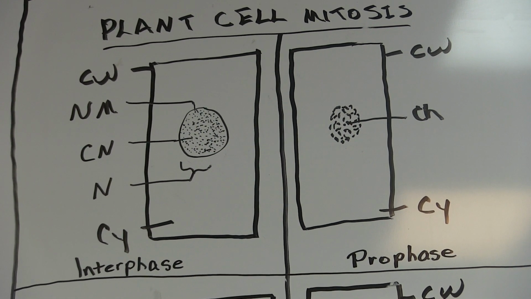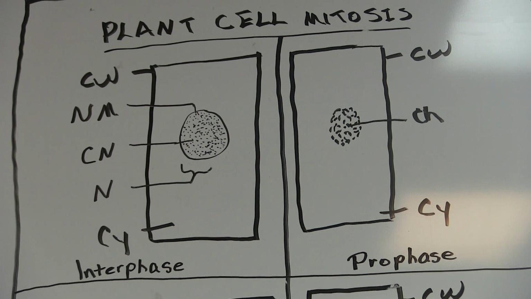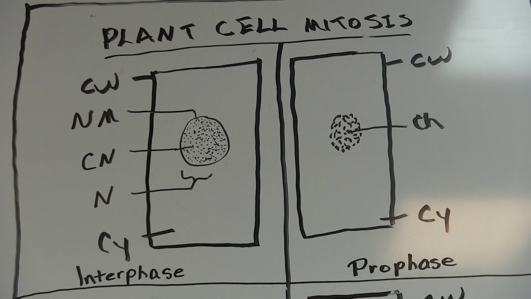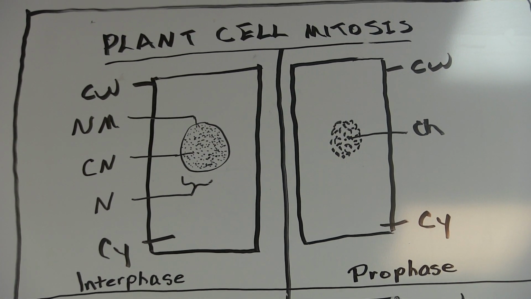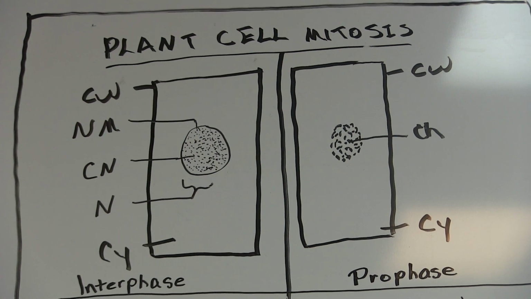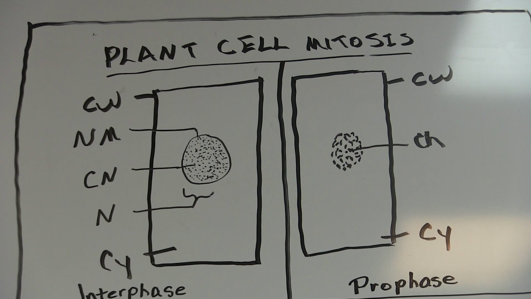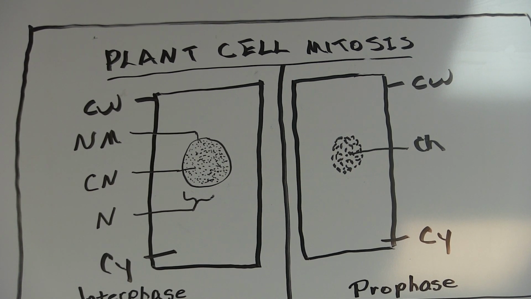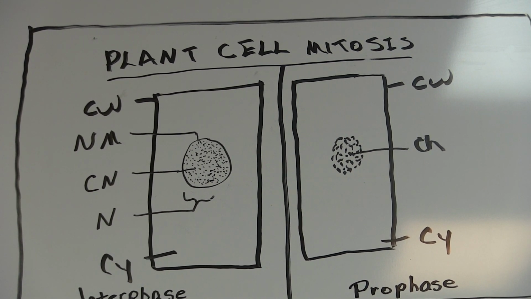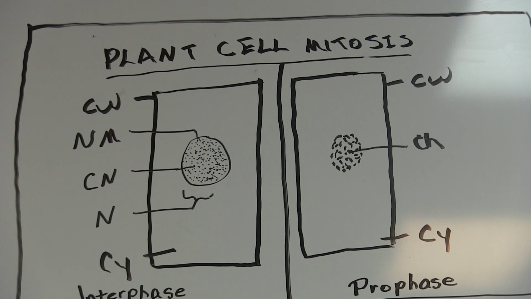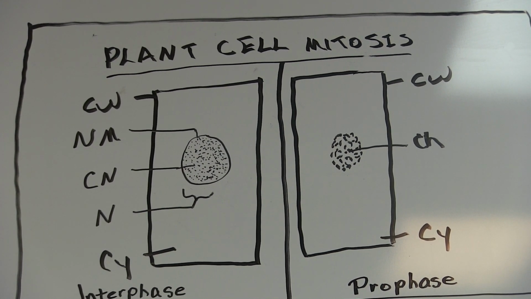Now, when I had a chalkboard, I could shade things in. With these whiteboards and the markers, I can't shade. And so I just put a series of little dots. And if you can just do that, you might just shade it and then put little dots. It just looks grainy. You don't see any distinct structures in interphase.